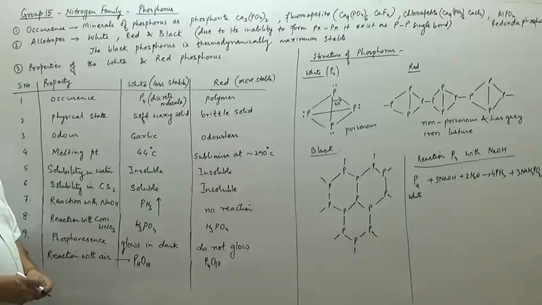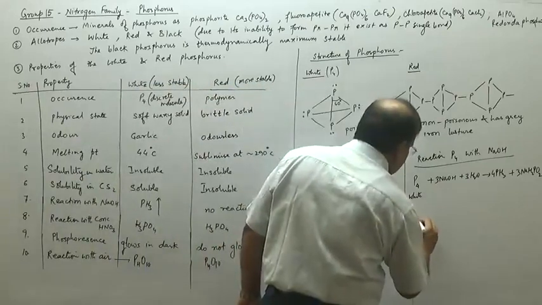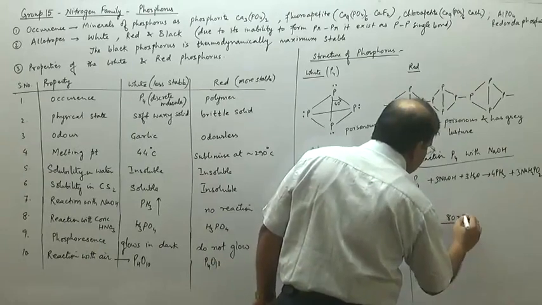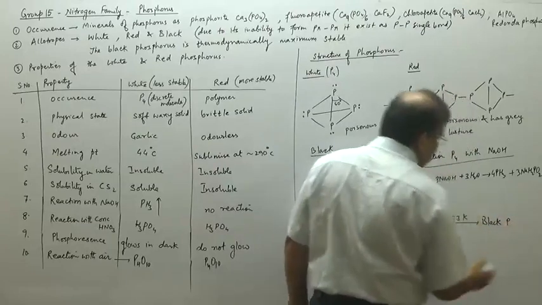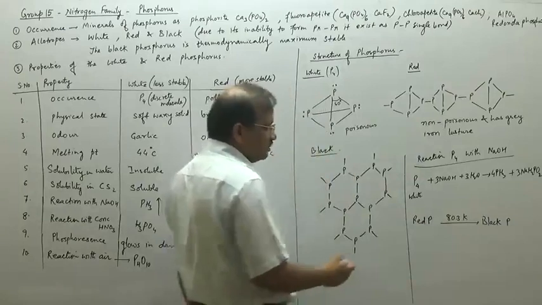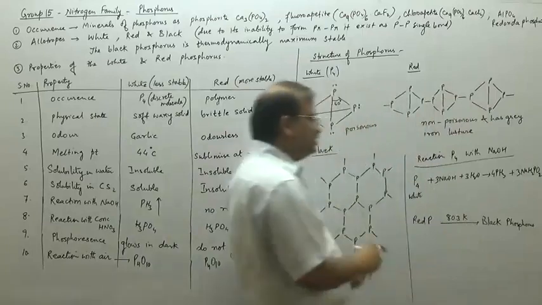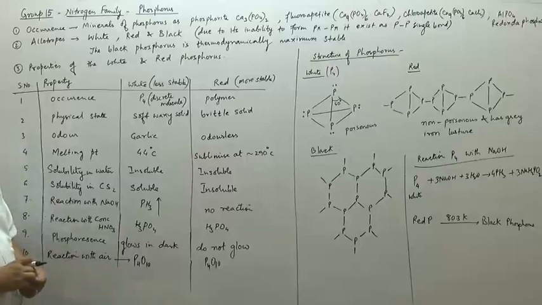Then we'll say that when red phosphorus is heated at high temperature, that is 803 Kelvin, it converts into black phosphorus. So the red phosphorus, when heated, gets converted into black phosphorus.